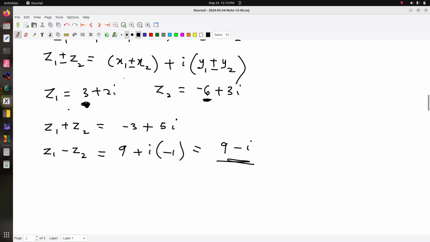So all you need to do is add the real parts and add the imaginary parts if it is addition. For subtraction, subtract the real parts and subtract the imaginary parts. Okay? So next, modulus and arguments.